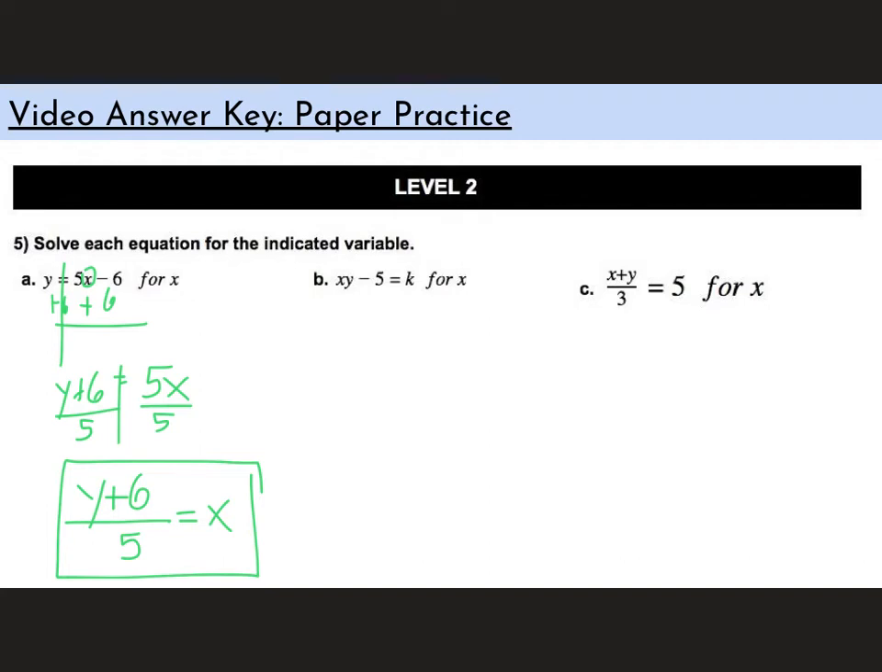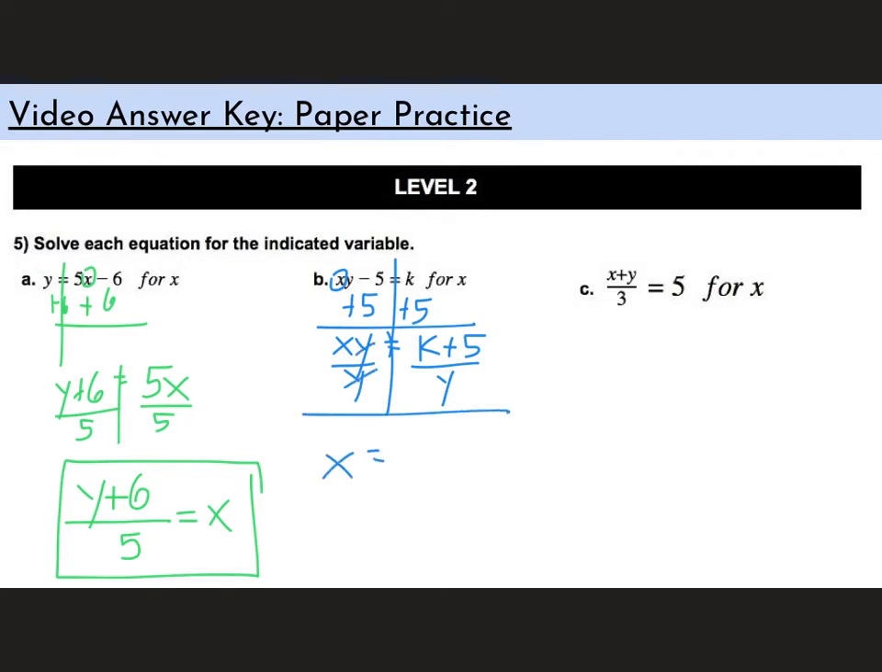All right, our next one, solving for x again. So let's start by adding 5 to both sides. So we'll have x times y equals k plus 5. Now to get x by itself, we need to get rid of a times y, and we'll do that by dividing by y. So we'll have x equals k plus 5, all of this divided by y.